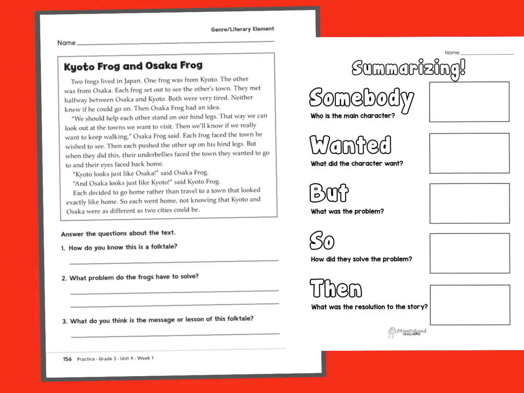Alright, boys and girls, so your reading assignment today is to read the story Kyoto Frog and Osaka Frog. So read the story, answer the questions about the text, then I would like you to go and fill out the summarizing worksheet. So tell me who the somebody was, who is the main character, or in this case, characters. There are two of them. What did they want? But what was their problem? So how did they solve their problem? Then what was the best solution to the story?